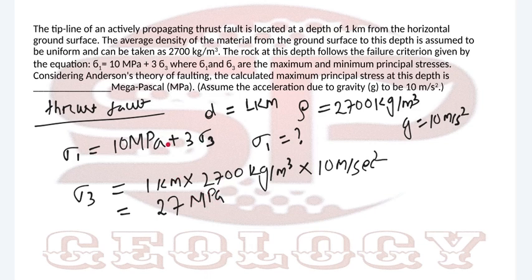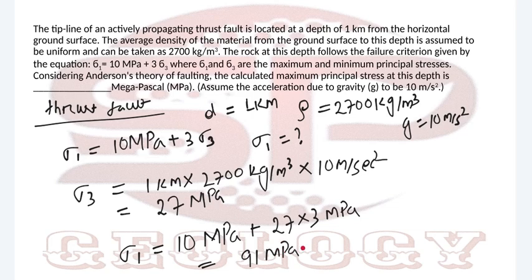Now put sigma 3 in the criterion, and you will find sigma 1. So sigma 1 equals 10 MPa plus 27 into 3 MPa. It will be 91 MPa.